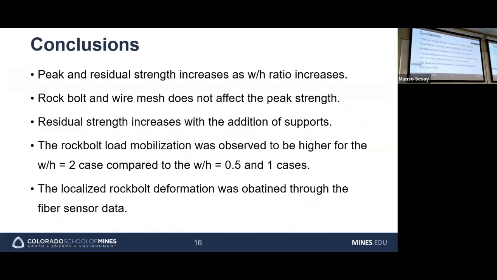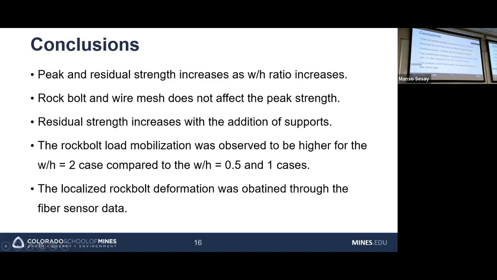So in conclusion, we saw that peak and residual strength increase as the width to height ratio increases. It's the phenomenon that we observed for every specimen. And the rock bolt and wire mesh don't affect the peak strength. However, the residual strength increases with the addition of supports. The rock bolt load normalization was observed to be higher for the width to height 2 case compared to the width to height of 0.5 and 1.